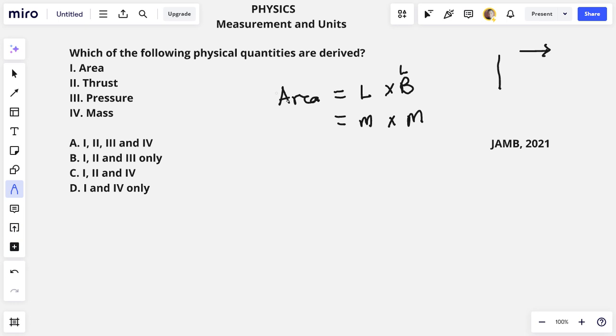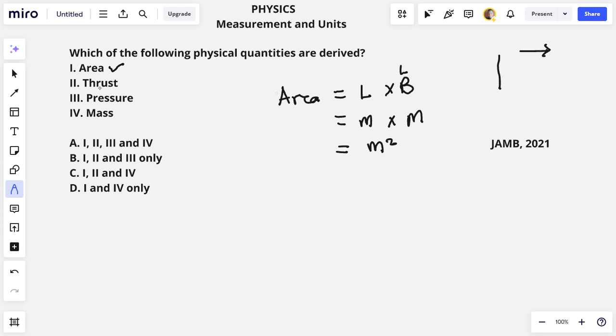So you find out that in this physical quantity that we call area, there are two fundamental units in it. We have the first meter here, second meter here, and if you multiply them, it will give you meter squared. That means the unit for area is meter squared. So area is a derived unit, because if you split it, you find two fundamental units in them, the first length and the second length, which is meter. So area is derived.